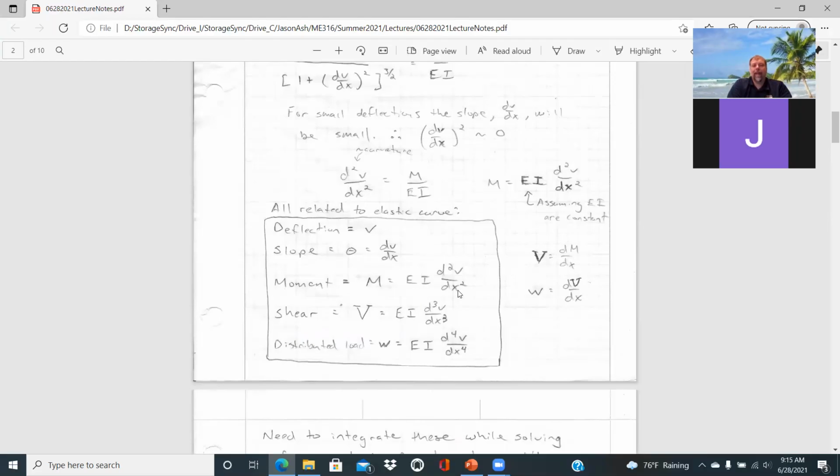We looked at that in the past, where we said when we're looking at shear moment diagrams that the internal shear is equal to dM dx and the distributed load is equal to dV dx. And so we can follow that path down pretty easily. For internal shear, if we just take the derivative of moment with respect to x, we'll just end up with EI d cubed v dx cubed. And if we take the derivative again with respect to x, we'll get the distributed load is equal to EI d to the 4th v dx to the 4th.